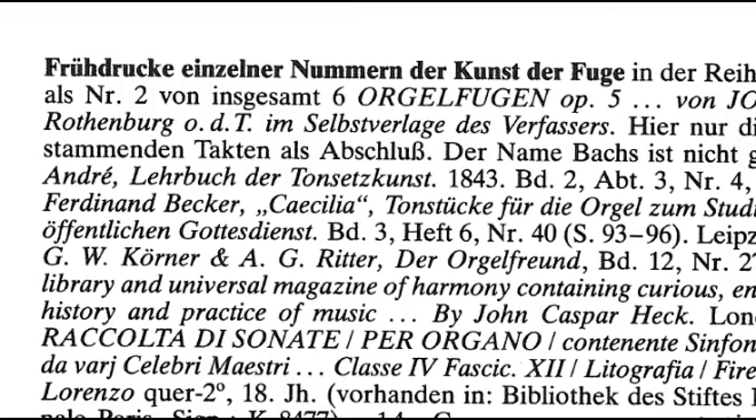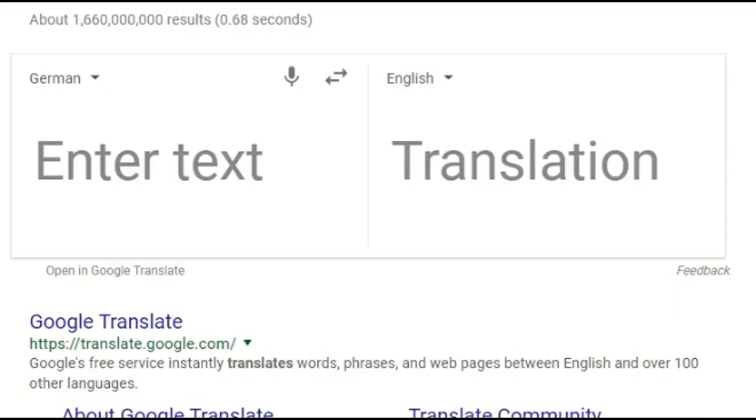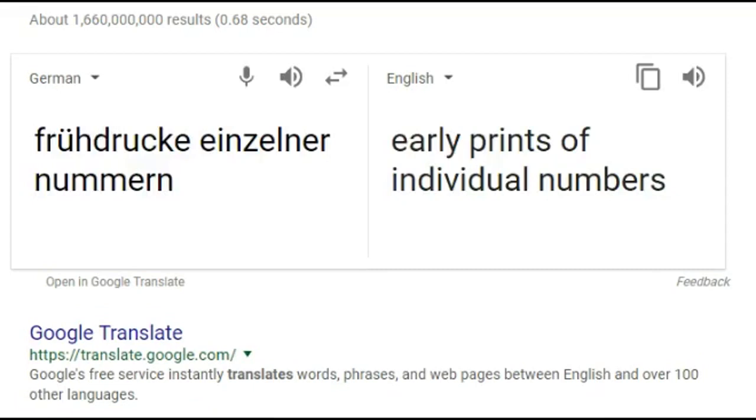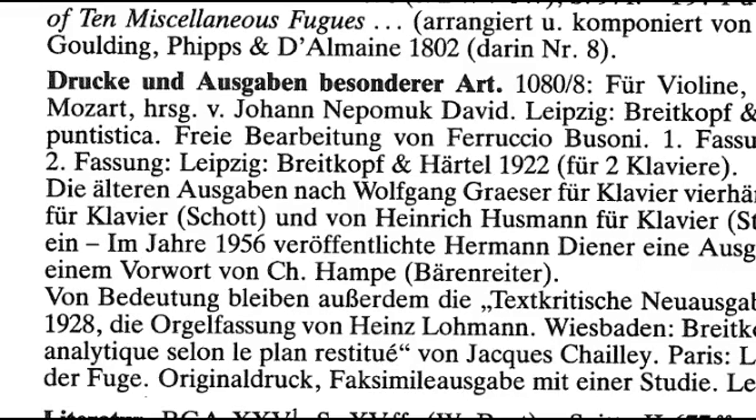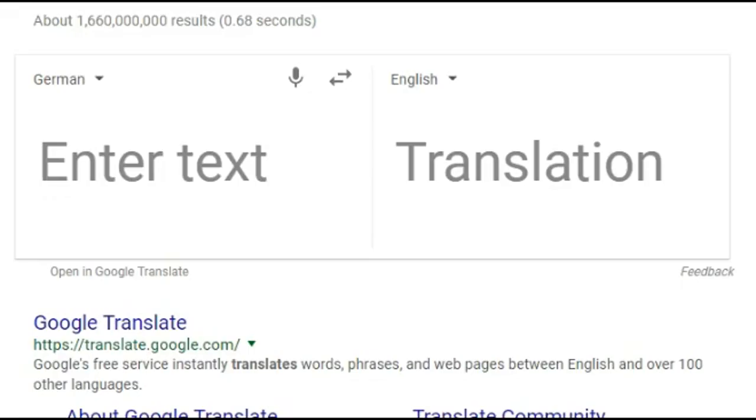Frühdrucke einzelner Nummern means early prints of individual numbers. And Drucke und Ausgaben besonderer Art means roughly special editions.